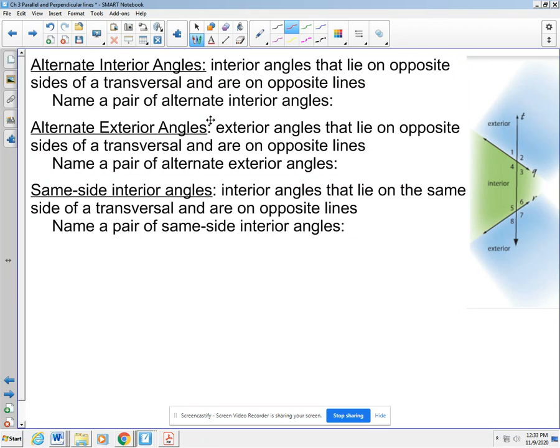The next name, alternate interior angles. Now, think about the word alternate. Basically switches, okay? So, interior angles that lie on the opposite side of a transversal and are on the opposite lines. So name a pair. One pair will be angle 4 and angle 6. Okay? And think about the second pair. 4 and 6 is one pair, and the second pair would be 3 and 5.